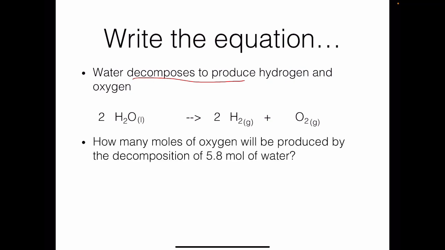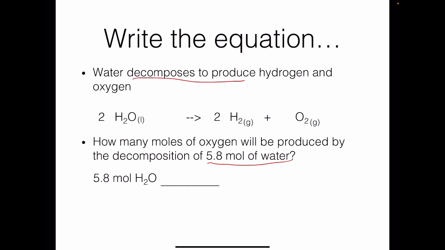So a common question from this type of problem or using this type of reaction might be how many moles of oxygen will be produced by the decomposition of 5.8 moles of water. So what you would want to do here is follow the same process we've been doing through different types of dimensional analysis problems. You have a given piece of information, and that's 5.8 moles of water. So that's what you're going to write down first.